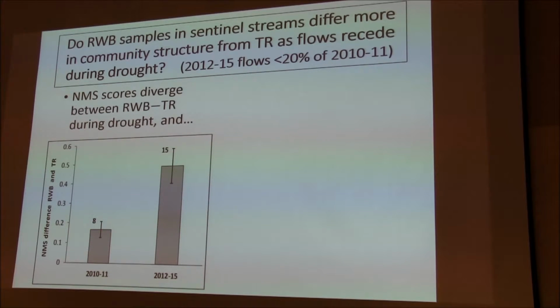And that is in part a consequence of changing community structure attributable to the drought itself, but it's also a consequence of the fact that the distribution of these habitats is changing. That reachwide benthos sample is becoming much more represented by pool environment with time than it is riffle environment, as it was during that very wet period.